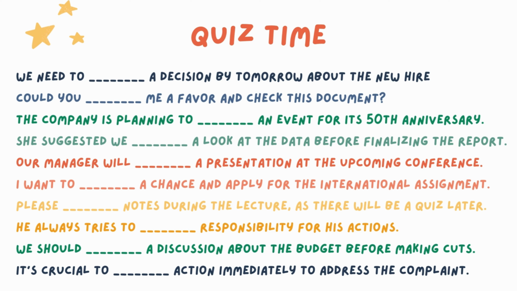Number 9. We should something a discussion about the budget before making cuts. What should we do? Think of a formal verb again. We should hold a discussion. Lovely. And number 10, it's crucial to something action immediately to address the complaint. What do we need to do here? We need to take action. Lovely. It's crucial to take action immediately to address the complaint.